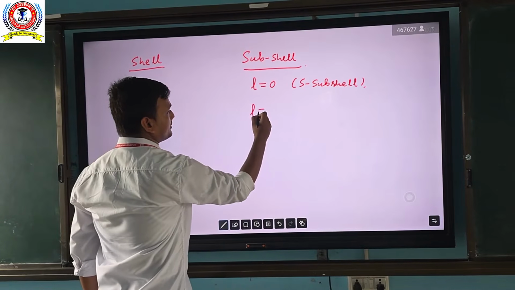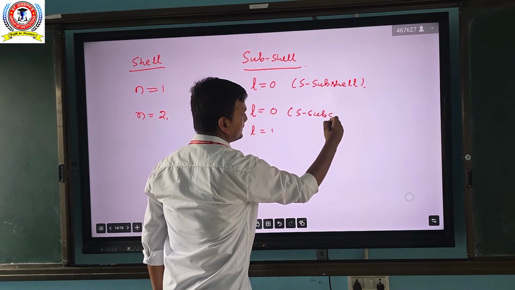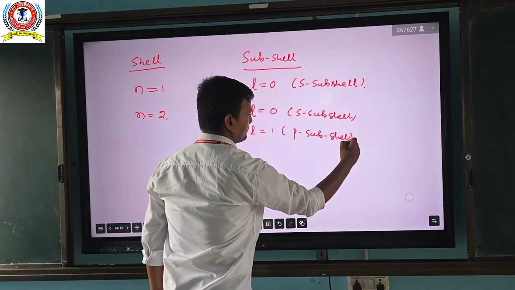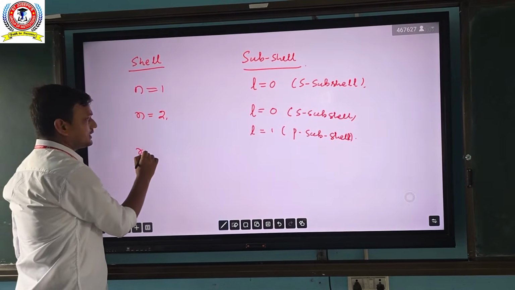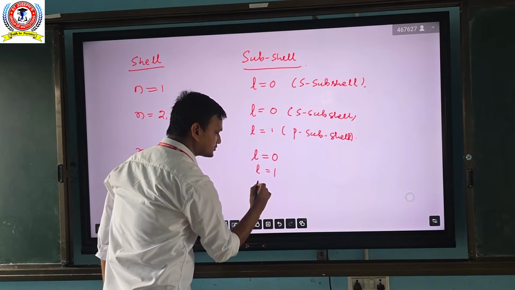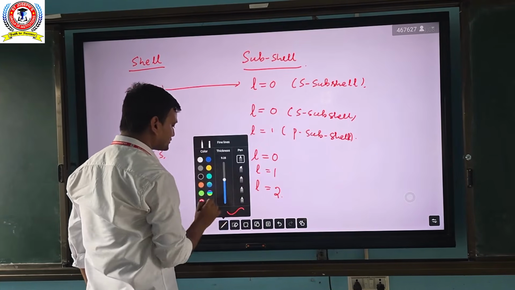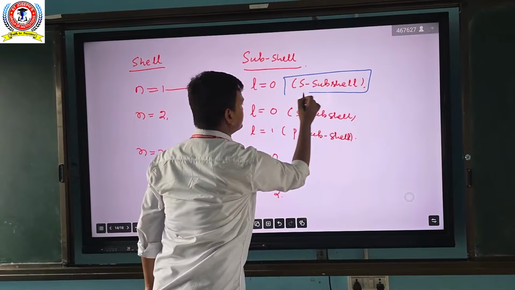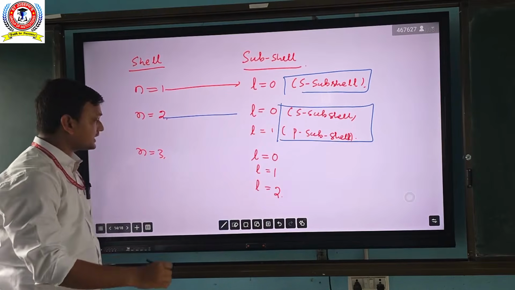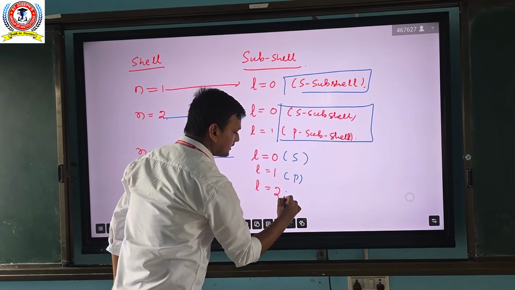That means two values come, L is equal to 0 and L is equal to 1. L is equal to 0 is the S subcell, and L is equal to 1 is the P subcell. And n is equal to 3: there are three values, L is equal to 0, L is equal to 1, L is equal to 2. That means in the first cell only one subcell is present, this is your S subcell. In the second cell two subcells are present, S subcell and P subcell. And in the third cell three subcells are present: S, P and D.